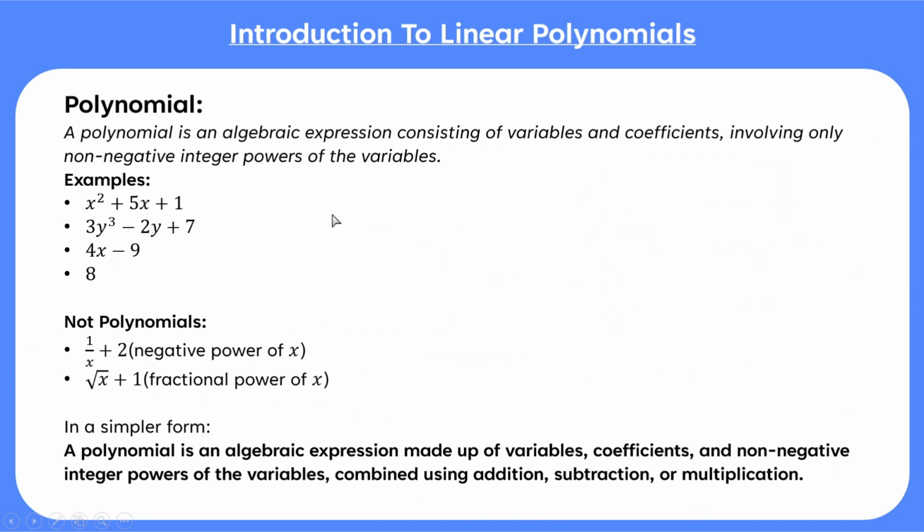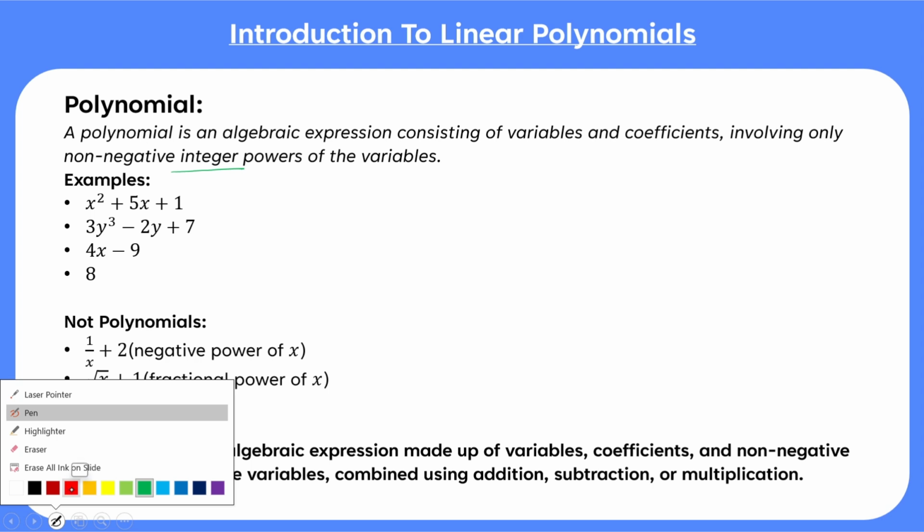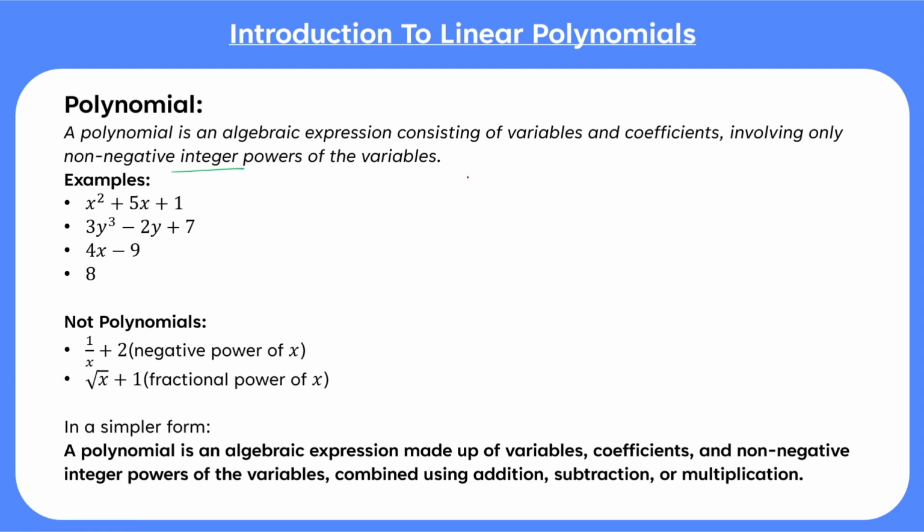Polynomial. What does a polynomial mean? A polynomial is an algebraic expression consisting of variables and coefficients involving only non-negative integers. Now here we have the term integer. What does it mean? So integers comprise of what all numbers? Yes, you know, the numbers on the number line without decimals. It shouldn't contain decimals.